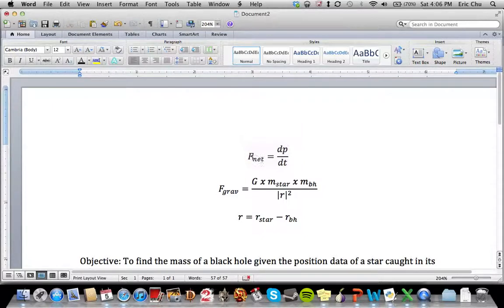Therefore, this Fnet that we find, we'll be able to put into the gravitational force equation. So Fgrav will just be equal to the Fnet, and we're also given the mass of our star and the position of our black hole, so we'll be able to find R by subtracting the position of the star from the position of the black hole.